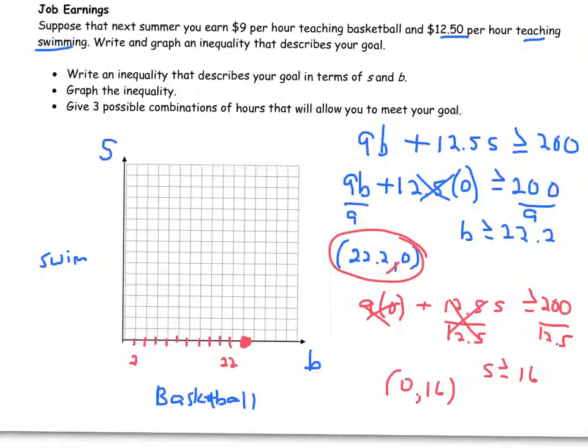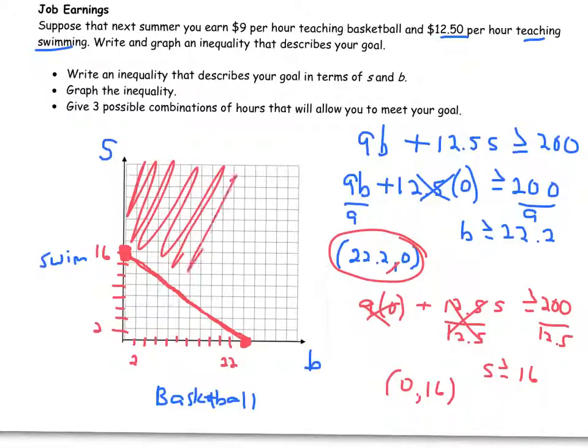Then I'm going to label these by 2: 2, 4, 6, 8, 10, 12, 14, and 16. So there's 16. It starts at 2. And then I would put my other intercept at 0, 16. And then because it's greater than or equal to, I do a solid line. So anything on that line would satisfy the inequality, or anything above the line.